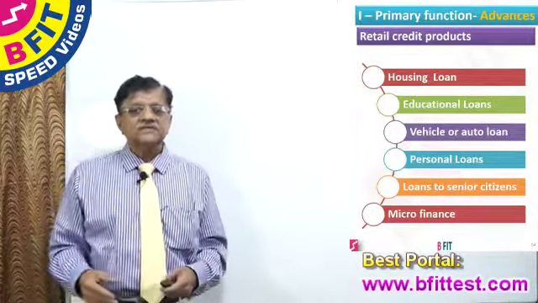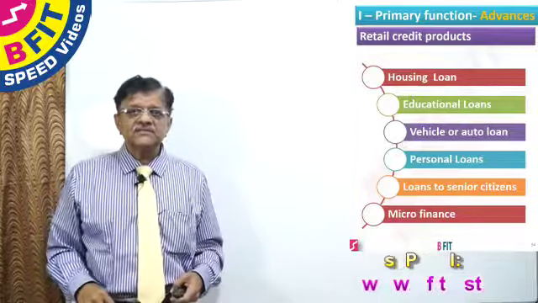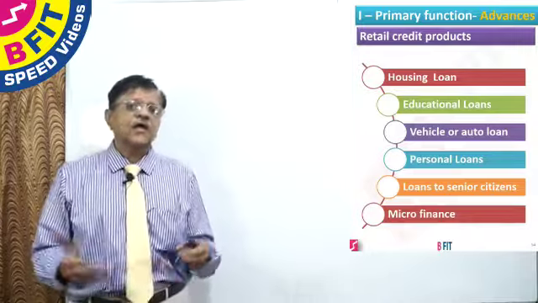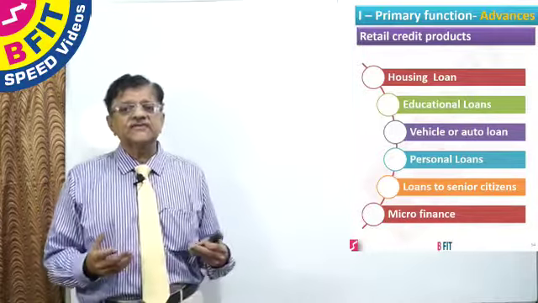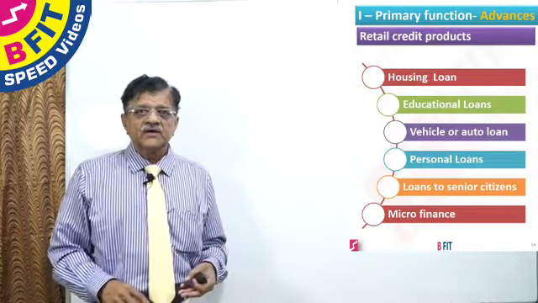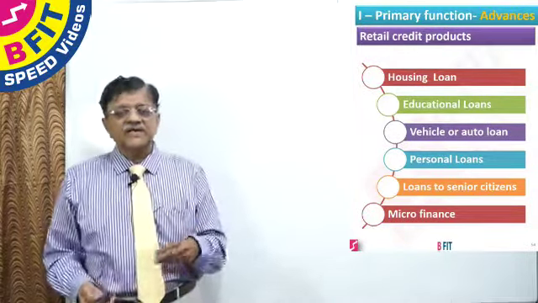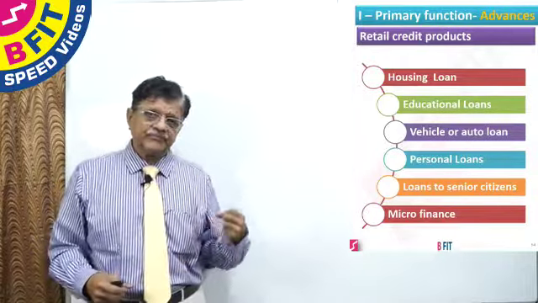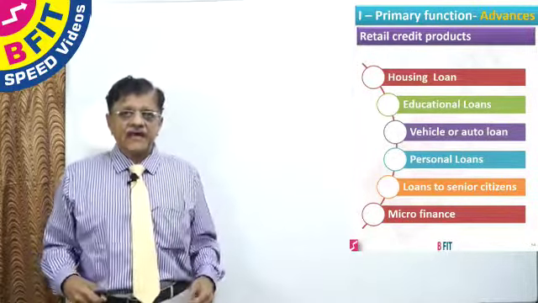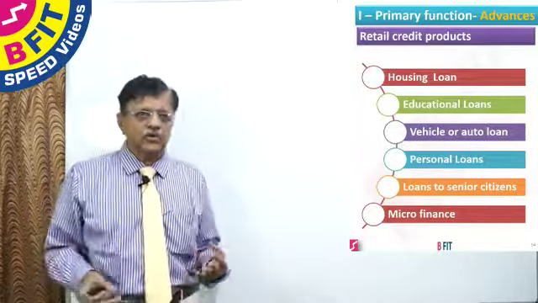Personal loans and salary loans are given by banks. Then loans to senior citizens. Senior citizens are normally not given any loan. In the case of senior citizens, they are eligible for reverse mortgage, in which a retired person can mortgage his house and then take a monthly income from the bank. It is a kind of reverse of a housing loan.